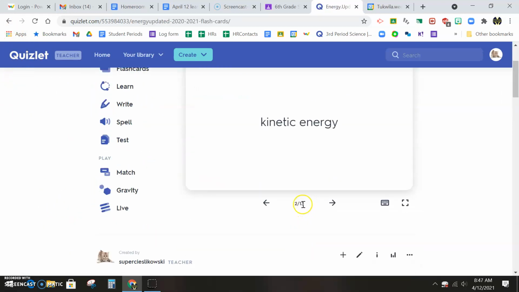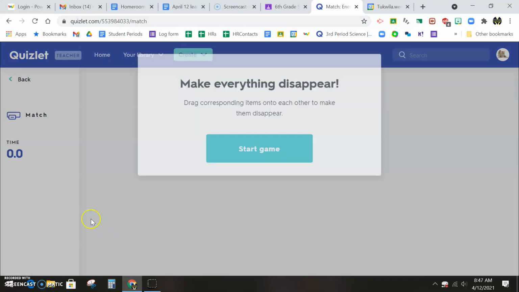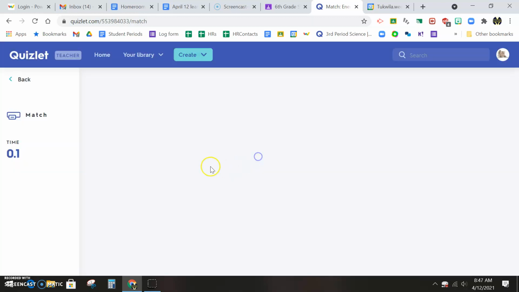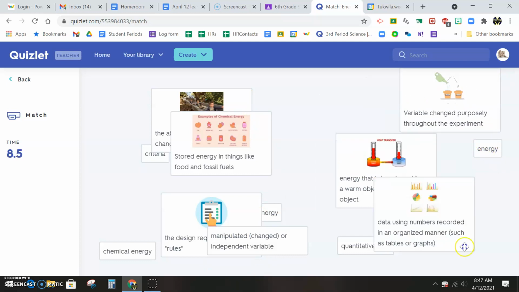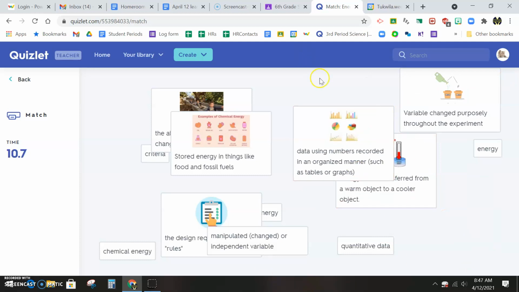number 3 is the matching game. You're going to play the matching game. And you can play the other ones too, but try out the matching game. This is to help check and see that you're starting to remember what some of these words mean. And you're trying to drag the word over on top of the definition.